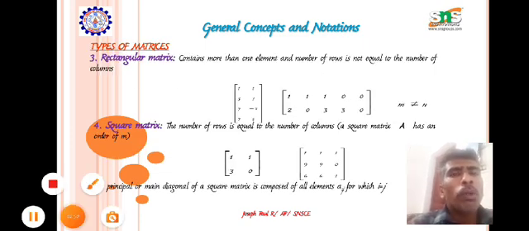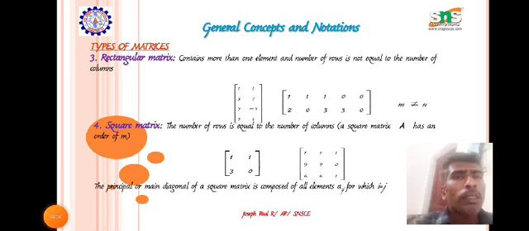Next we are talking about a rectangular matrix. In a rectangular matrix, the rows and columns are not equal. It has more than one element, and the number of rows is not equal to the number of columns.